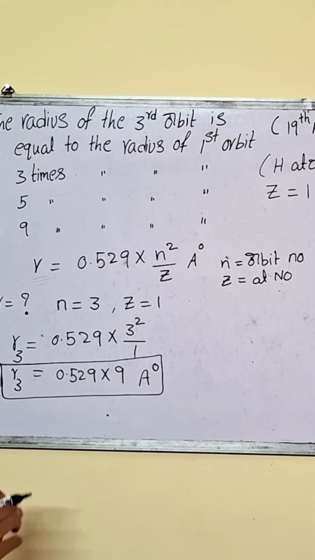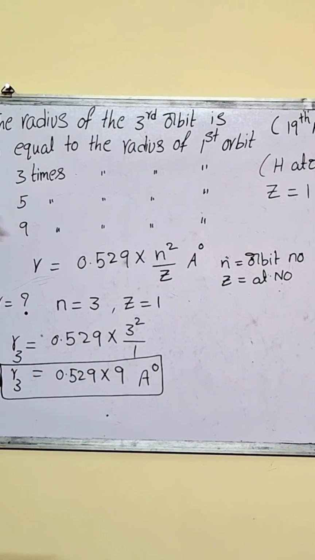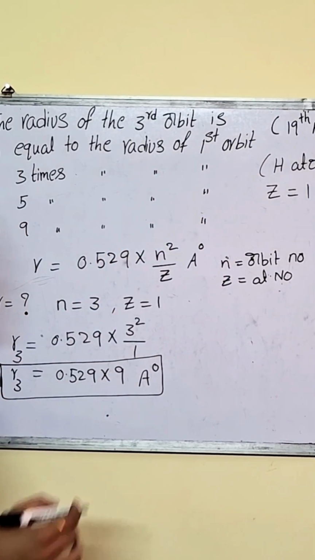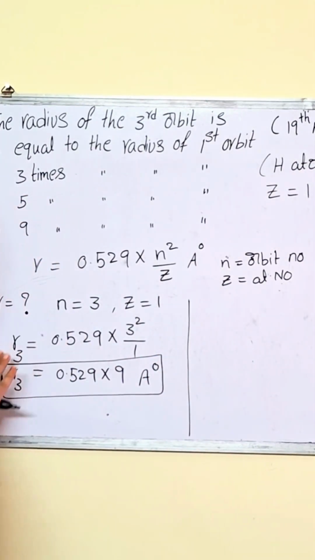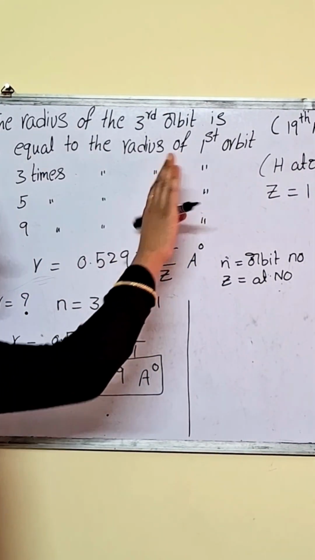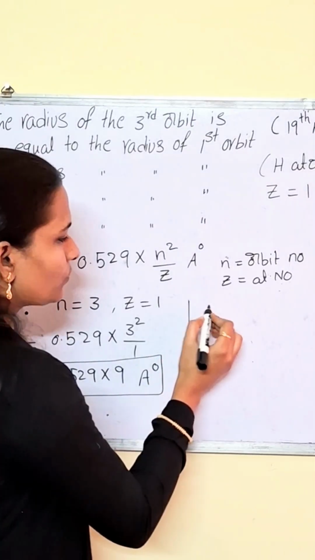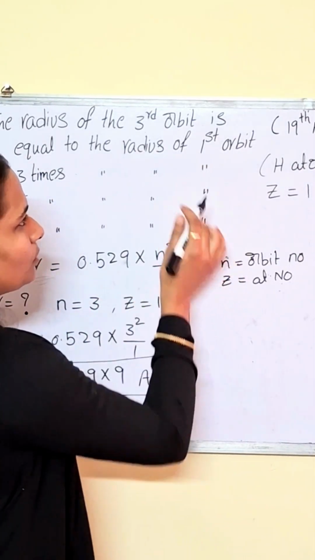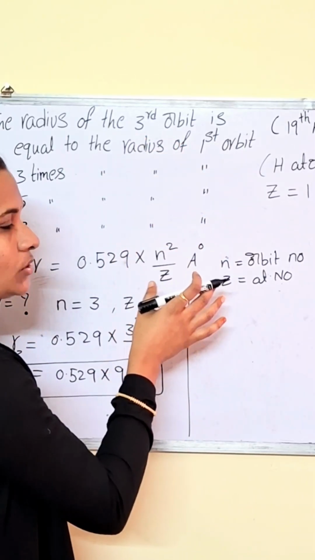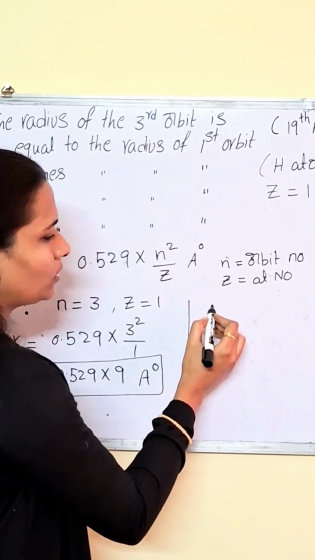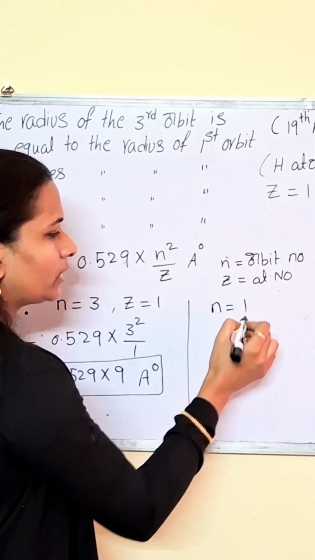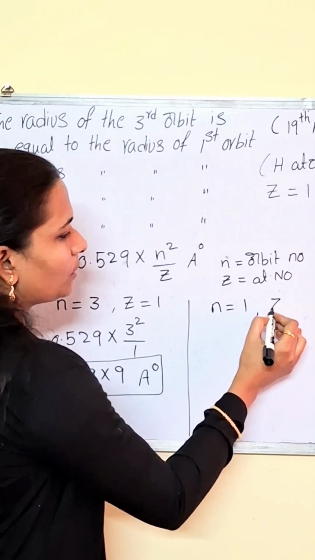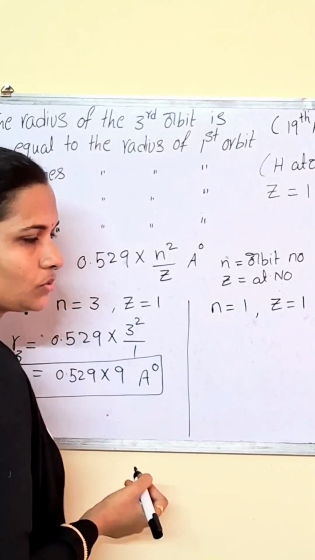This is the question, but we have to check the options. In these four options, they gave the radius of the first orbit. Just like we calculated the radius of the third orbit, we have to calculate the radius of the first orbit. What is the radius formula? Radius equal to 0.529 into n square by z. Here, in all the options they gave the first orbit only, so for every option we have to take n equal to 1. For the hydrogen atom, z equal to 1.